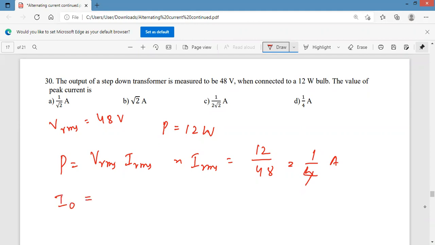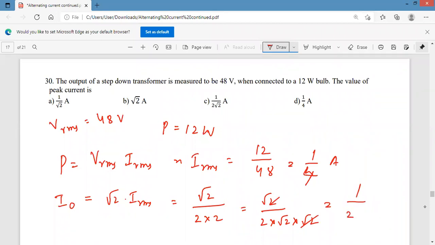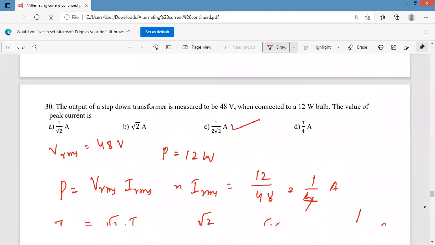Peak current I0 is equal to root 2 into IRMS. IRMS is 1 by 4. 1 by 4 can be written as 1 into 2 into 2, which can be written as root 2 by 2 into root 2 into root 2. Root 2 cancels. It is 1 by 2 root 2 ampere. Option C is the correct answer.